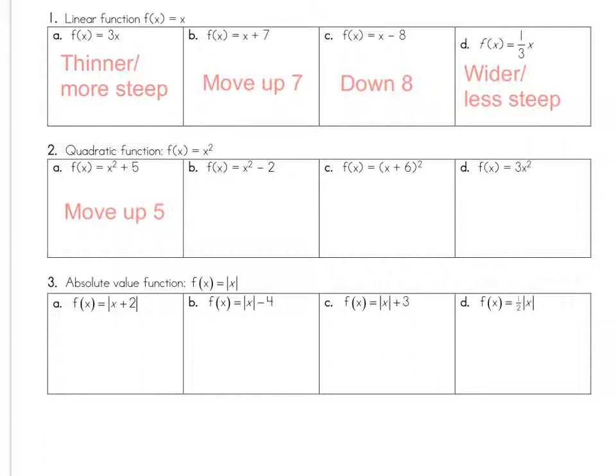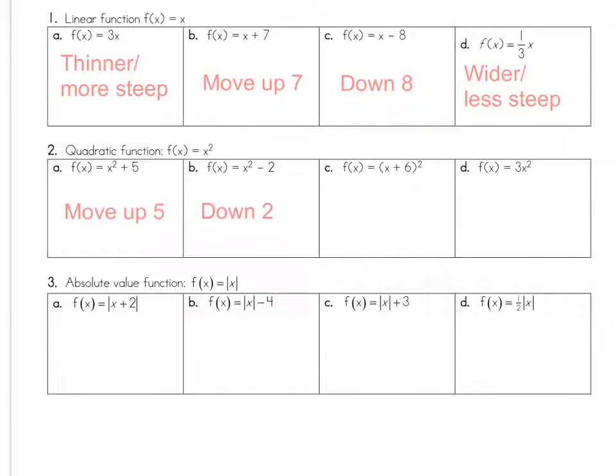Next, for part B, it's very similar to part A, only we have a minus 2 on the outside instead of a plus 5. So you guessed it, we are moving our parabola, we're moving our quadratic function down 2.